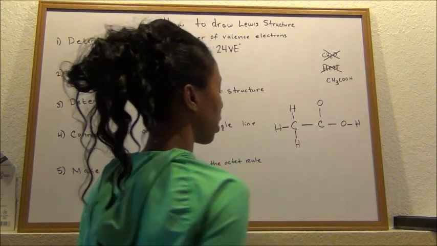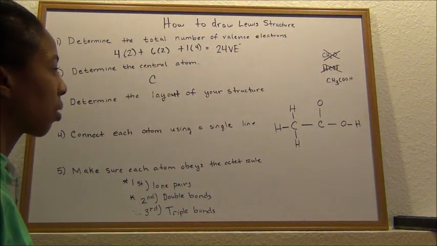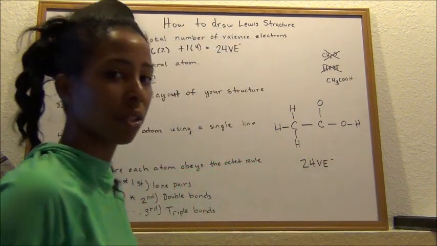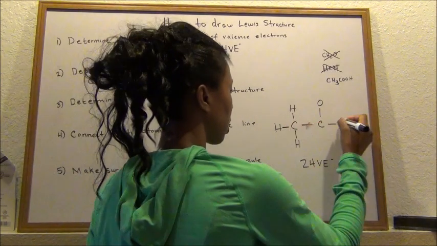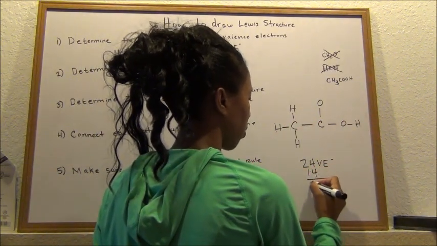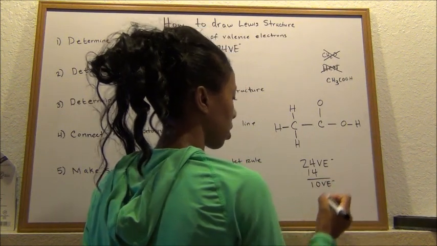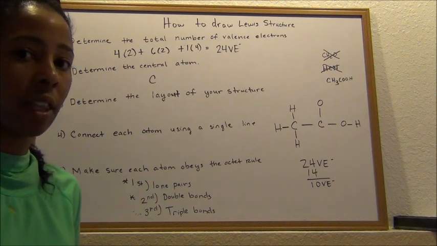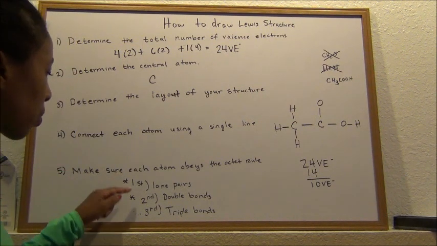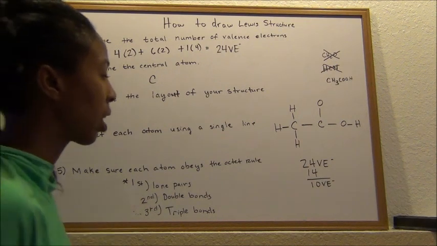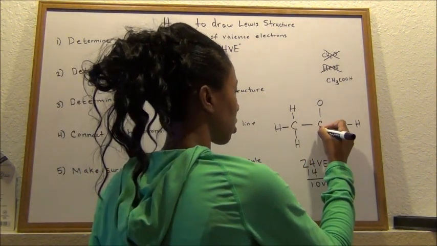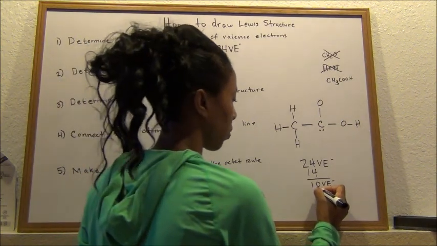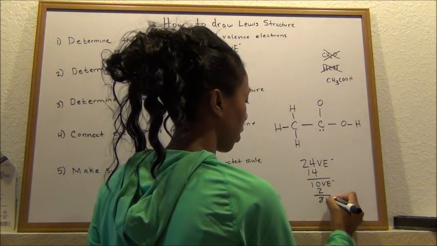So now let's go back and do this all again. We know that we have 24 valence electrons. Let's see how many have been used up. We have 2, 4, 10, 12, 14 electrons that we've used up already. So that leaves us with 10 valence electrons. So now we're going to go back and try to make sure that everything obeys the octet rule. First, we're going to use lone pairs of electrons. So for this carbon, we have 2, 4, 6, and we're going to put in 2 electrons to get it to obey the octet rule. So we've used up 2. And we're left over with 8 valence electrons.